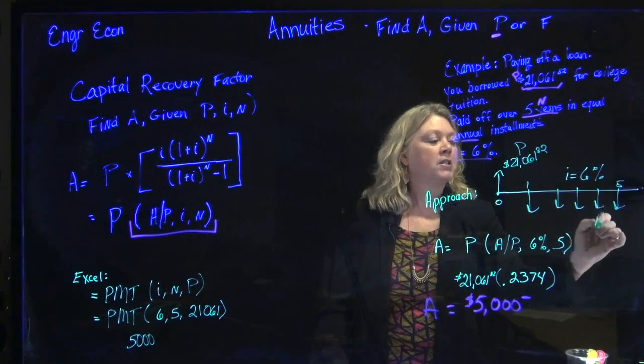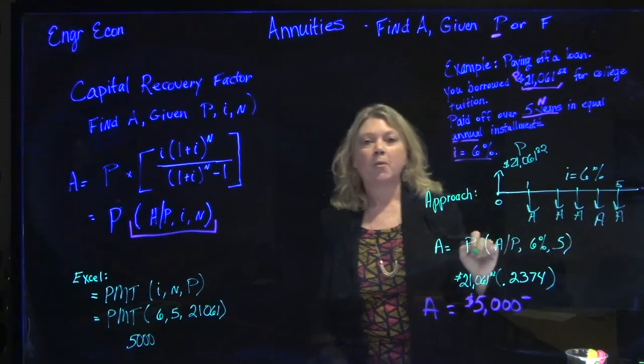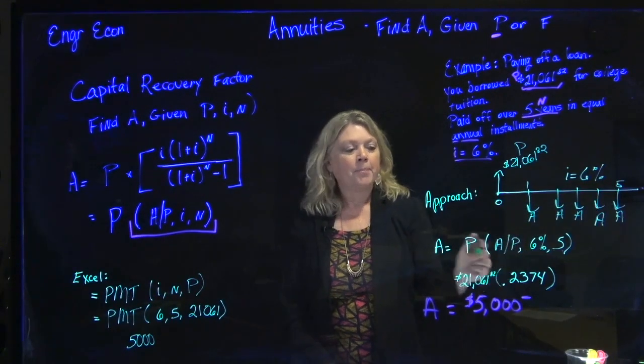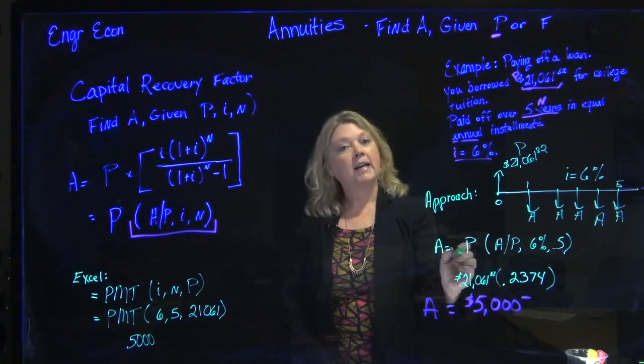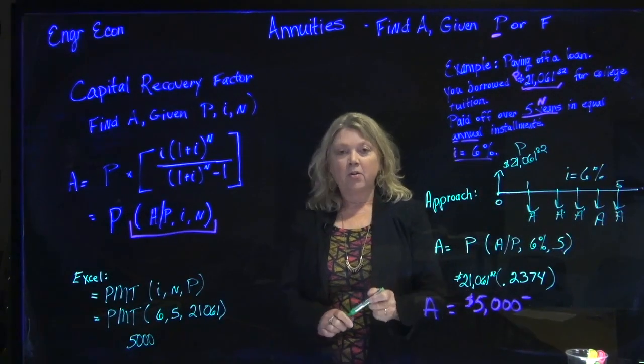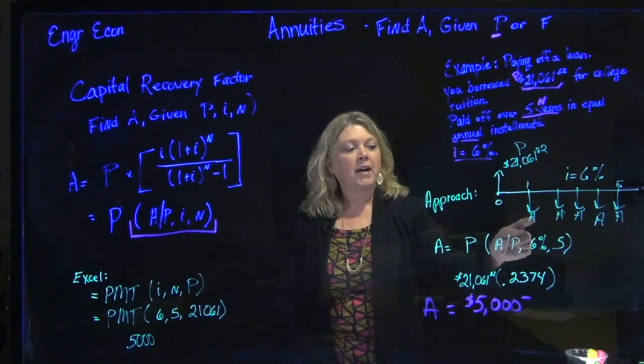And how much is the A? There's an A each year here. There's a timeline showing the cash flows for this capital recovery problem. And we've gone through the math here. Find A, given P, how much are each of these A's? 5,000. So interpret that.